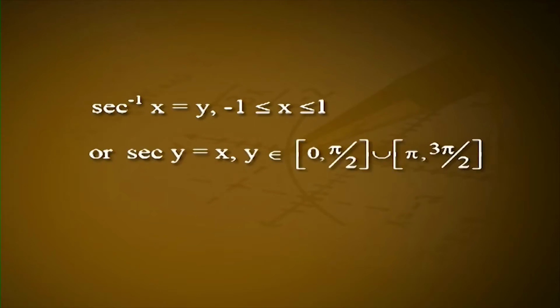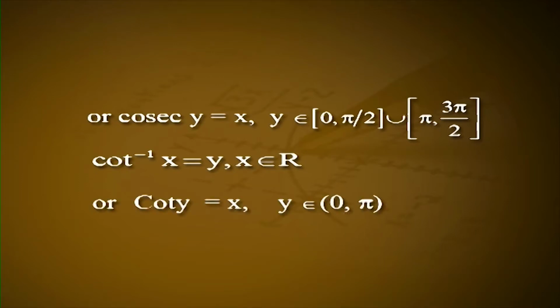The other inverse functions can be defined as follows. Sec inverse x is equal to y, x less than or equal to minus 1 or x greater than or equal to 1, or sec y is equal to x, y belongs to the closed interval 0 to pi by 2 union the closed interval pi to 3 pi by 2. Cosec inverse x is equal to y, x less than or equal to minus 1 or x greater than or equal to 1, or cosec y is equal to x, y belongs to the closed interval 0 to pi by 2 union the closed interval pi to 3 pi by 2. Cot inverse x is equal to y, x belongs to R, or cot y is equal to x, y belongs to the open interval 0 to pi.